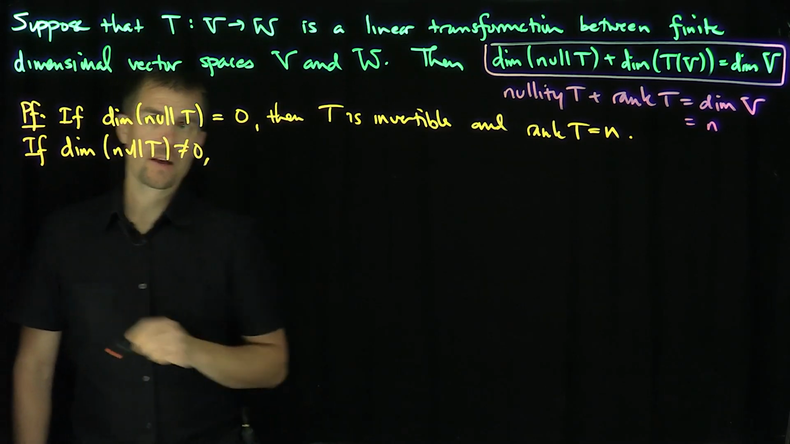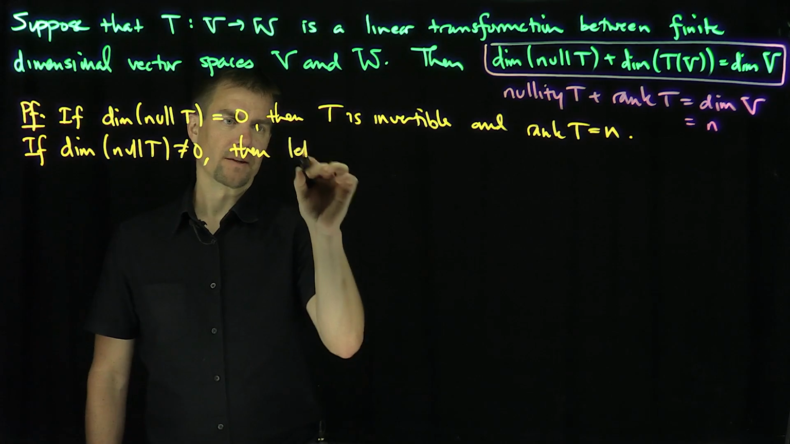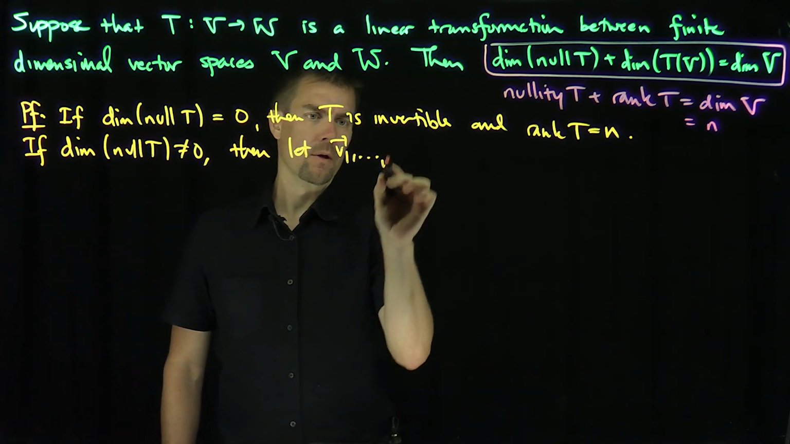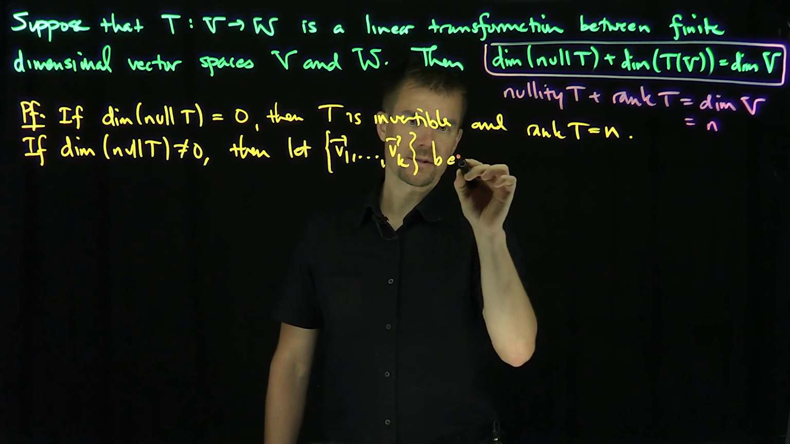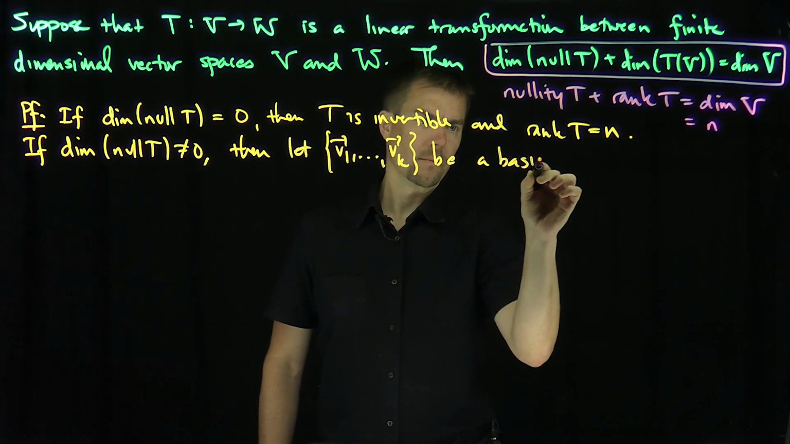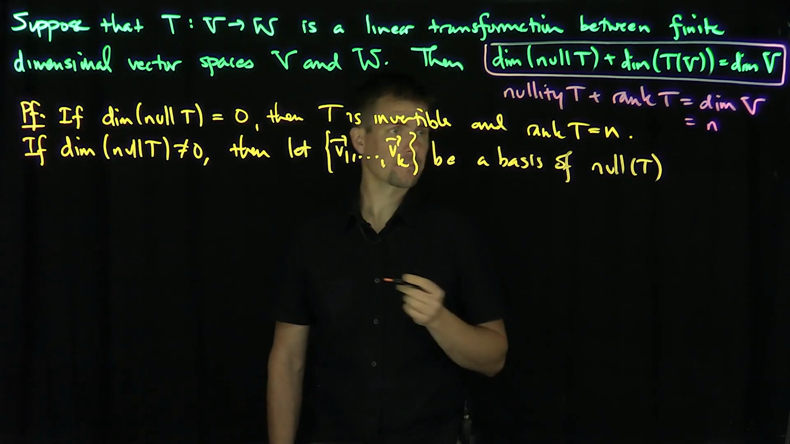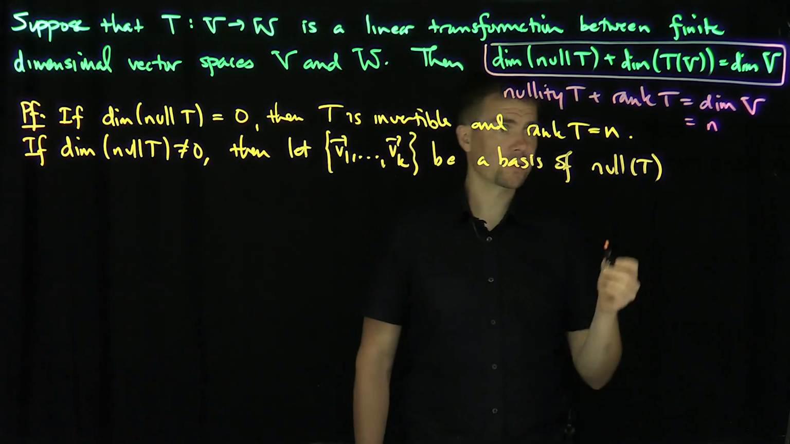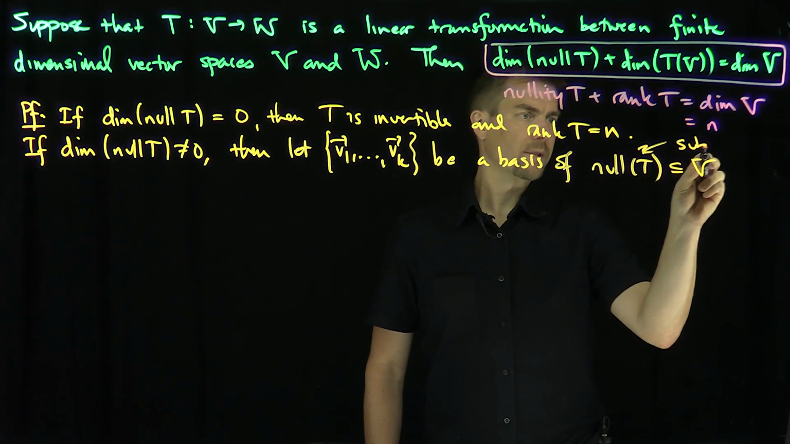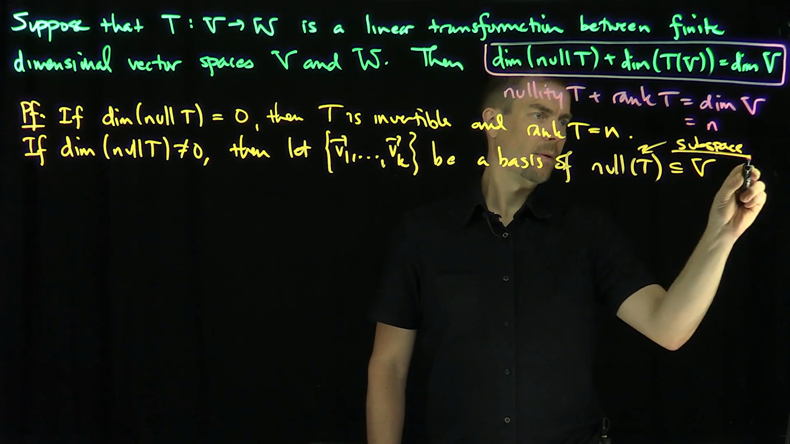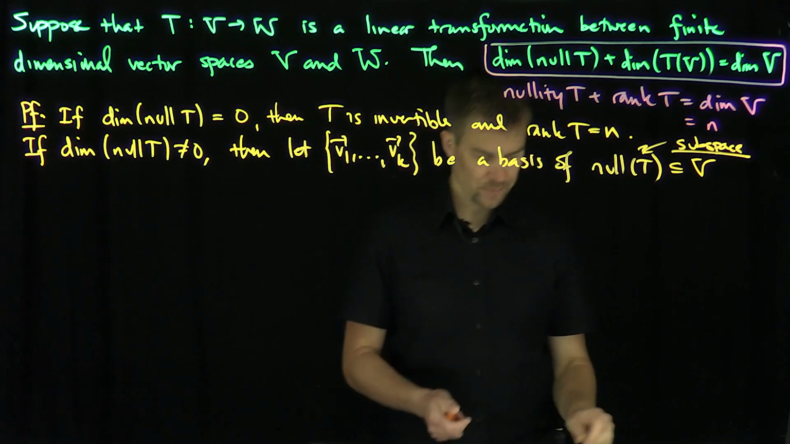If the dimension of the null space is not equal to 0, then we can find a basis of the null space. Let v1 through vk be a basis of the null space of T. Now, of course, this is a subspace. And here k is between 1 and n.